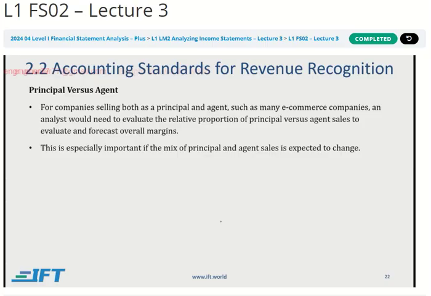Okay, now many e-commerce companies do this. For some products they are taking control, for some products they are not taking control. And we as analysts really need to dig deep into this to understand what percentage of their revenue is coming from a principal based activity versus what percentage of their revenue is coming from agent, because we need to forecast, we need to project, right? We need to predict their sales and margins. And this is very, very important if that mix is expected to change, the principal versus sales agent mix.